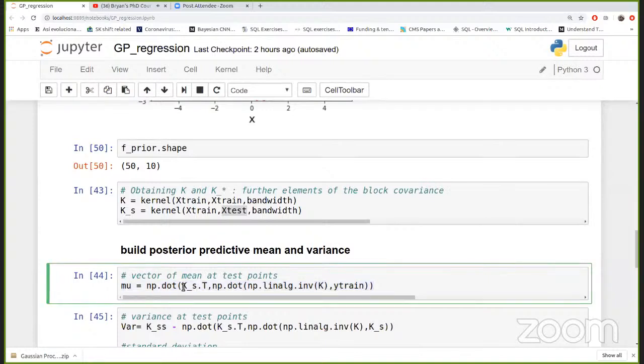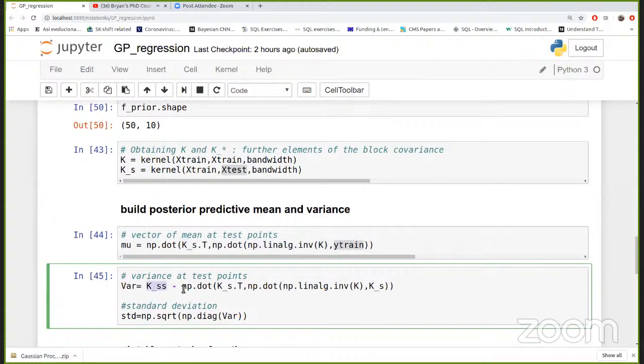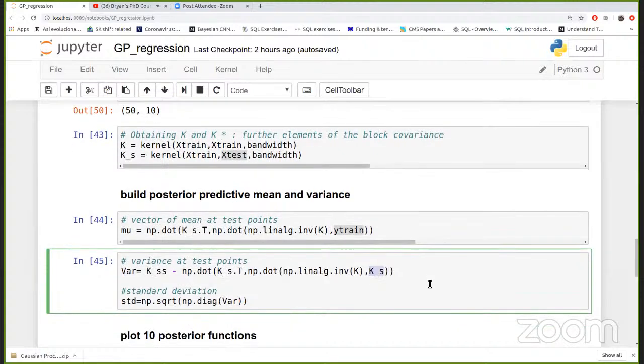So this is just the multiplication of K star transpose times the inverse of K times the vector of observations, and the variance K star star minus K star transpose times inverse of K times K star. And I just want to have the standard deviation of it. So I take the square root of this result and I plot it.